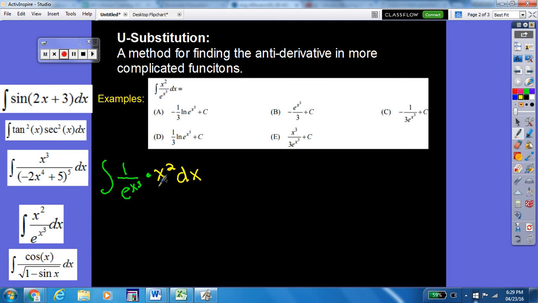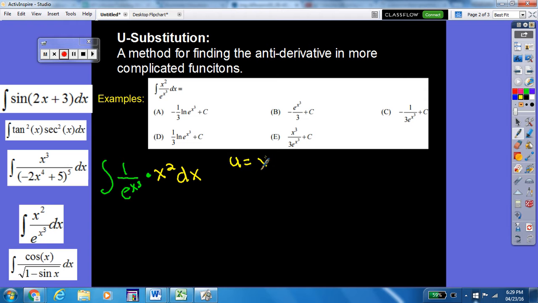I can either pick x squared, which is not in a really complicated position at all. It's sort of just in the numerator. I could pick e to the x cubed, and I could pick x cubed as the exponent alone, okay? Which is in a pretty complicated position because it's in the denominator and it's part of the power of the function e. Now, I'm going to tell you right now, I'm going to go ahead and pick x cubed.